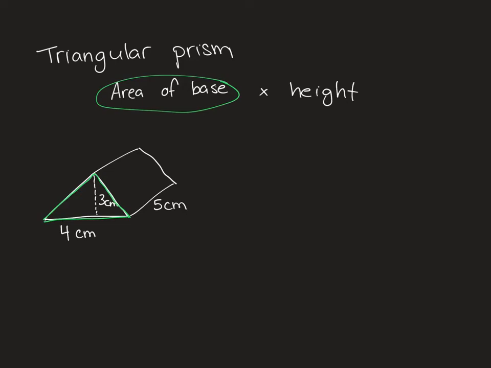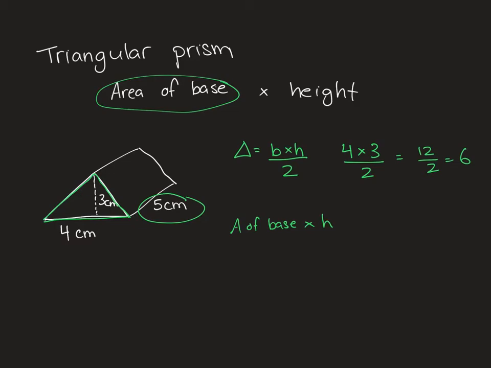To find the area of a triangle, what do I need to do? The area of a triangle is base times height divided by 2. So in this case, the base would be 4, the height would be 3, and then I'd need to divide that by 2. So that gives me 12 divided by 2, which is 6. Now my height is 5. So if I have area of the base times height, that's going to be 6 times 5, which gives us 30 centimeters cubed.